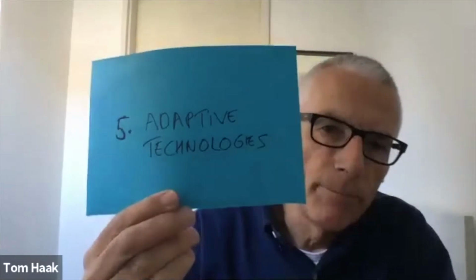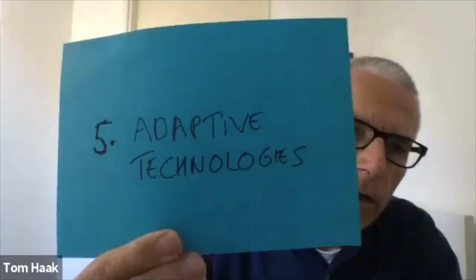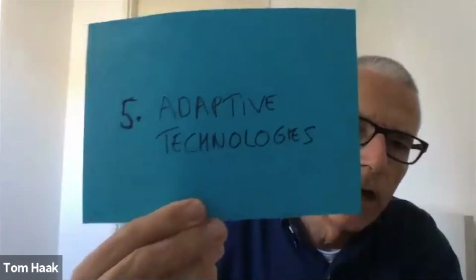Number 5, I hope you can see them all clearly. Number 5 has to do with adaptive technologies. And I'm sure in the coming days you will hear a lot about HR tech solutions. What you often see is that the technologies are too standardized, especially if you look at our bigger HR systems.